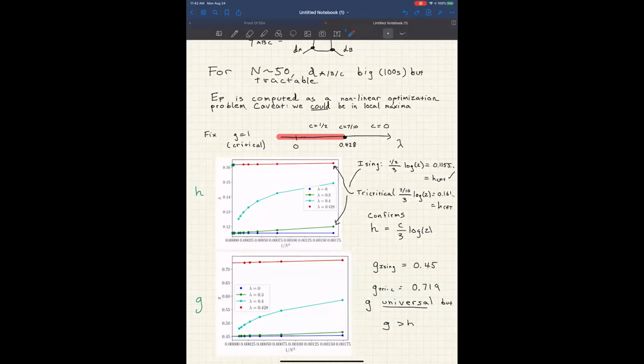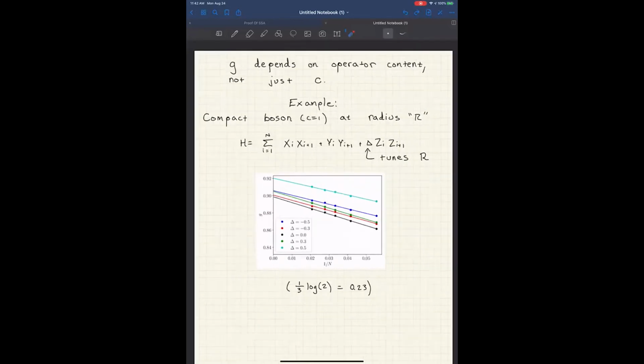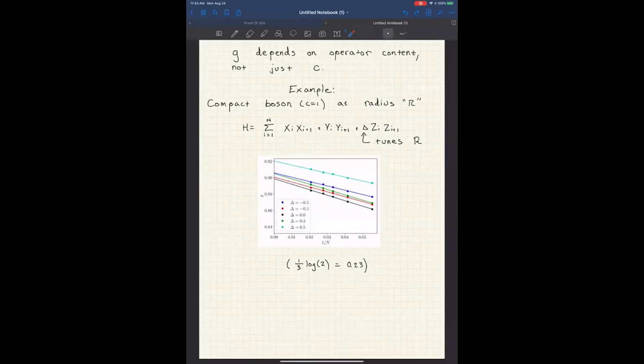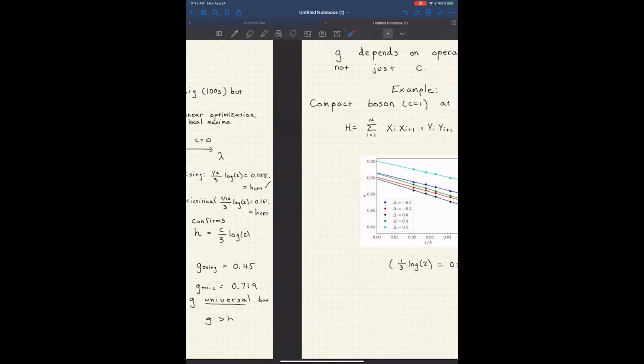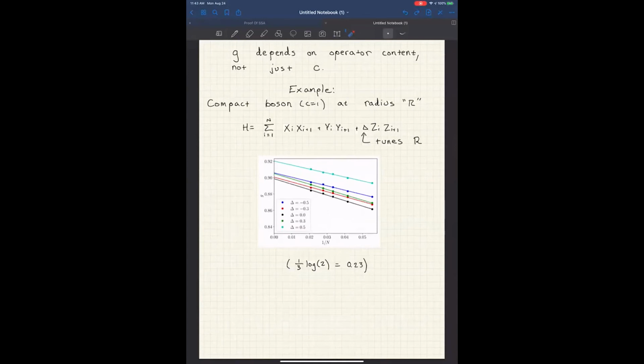So G is universal, but it's not entirely surprising. We were only conjecturing that EP might be equal to EW at large N. So you certainly see in a finite C model that they're different. So maybe the one more thing I'll say, and then I'll skip the rest, is that you might guess that maybe G is some nonlinear function of C or something to that effect. But in fact, G needs to depend on the entire operator content, not just the central charge.